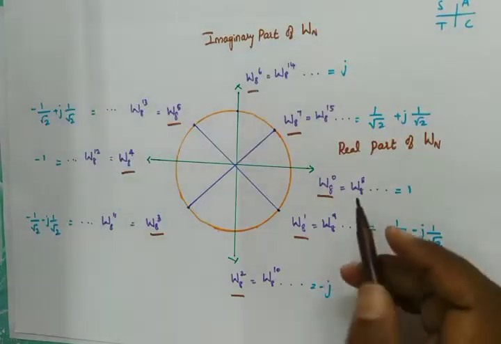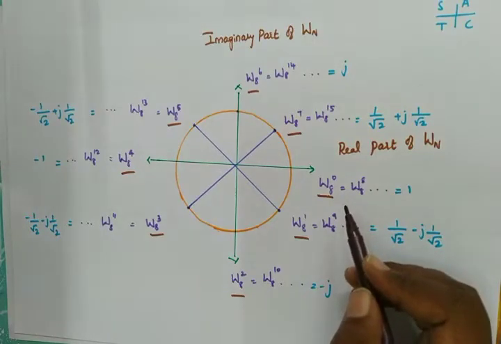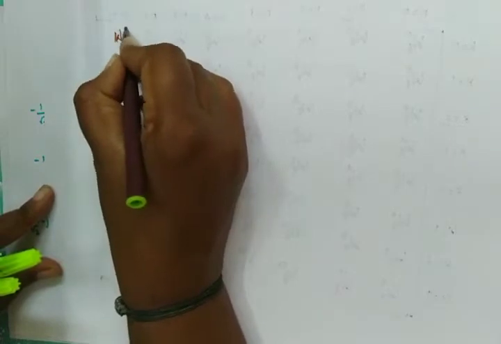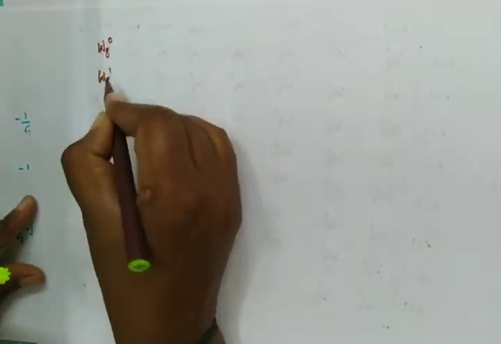Isn't it? So already we have seen this in the 4-point DFT. Now we know W8 power 0, so we have 0 to 7: W8 power 0, 1, 2, 3, 4, 5, 6, 7, W8 power 7.